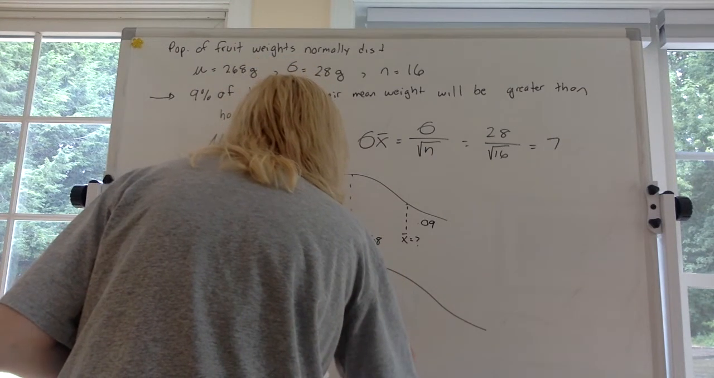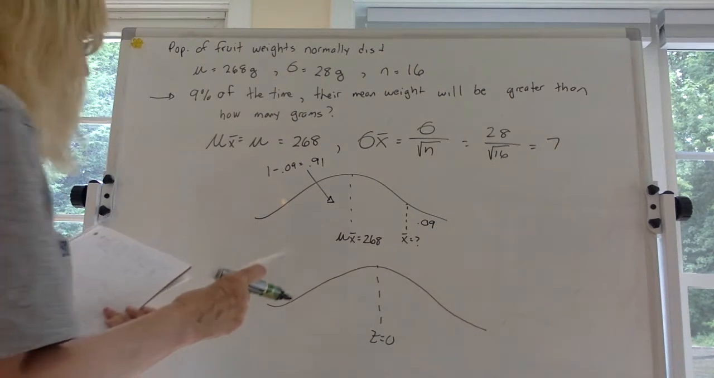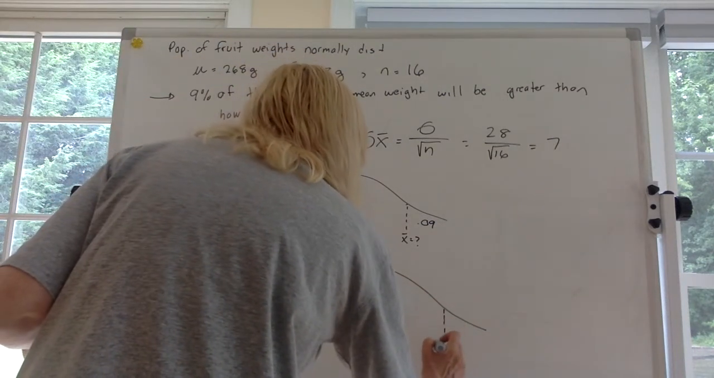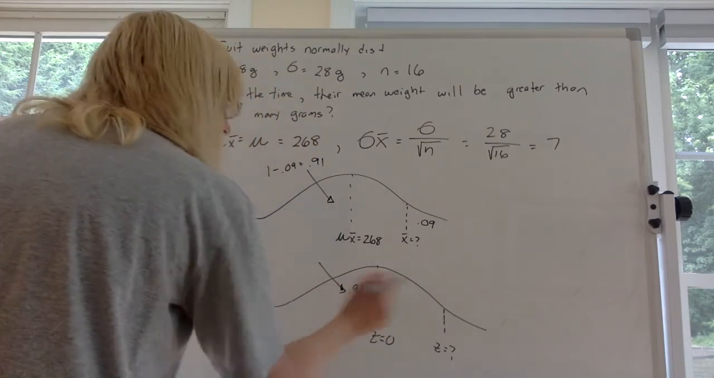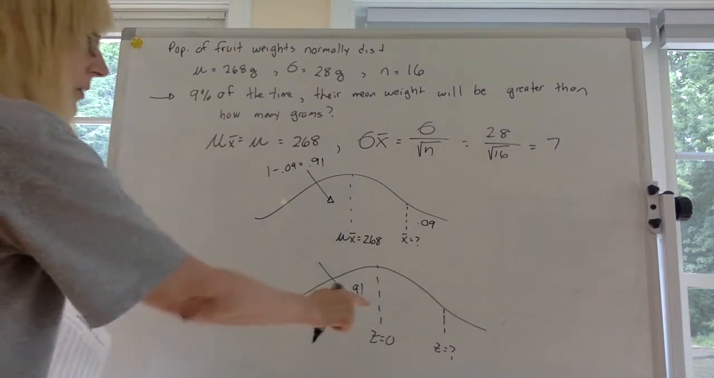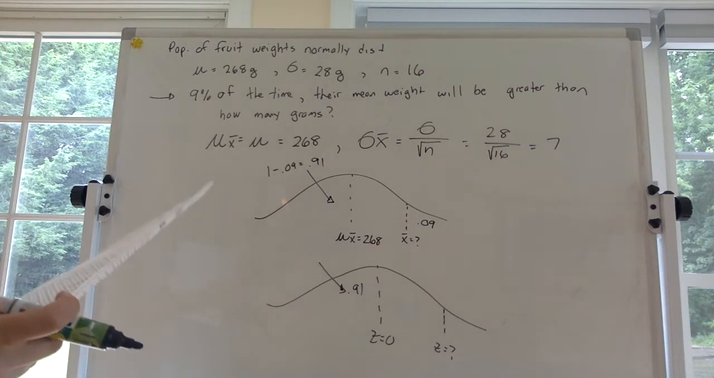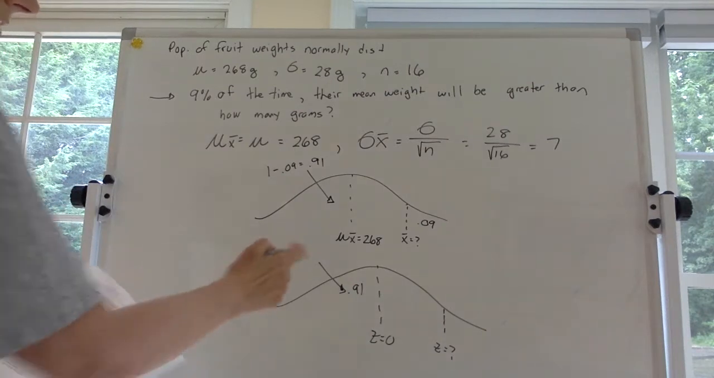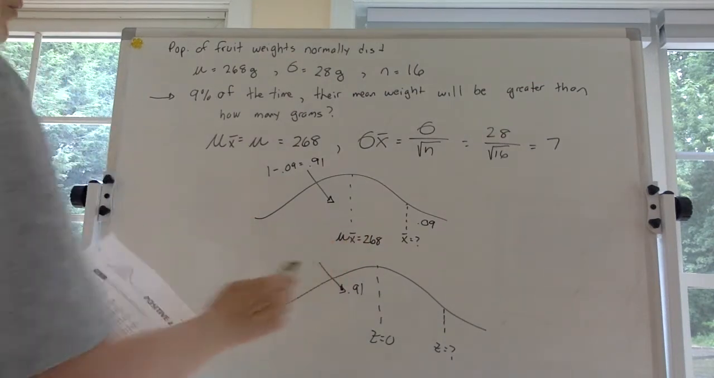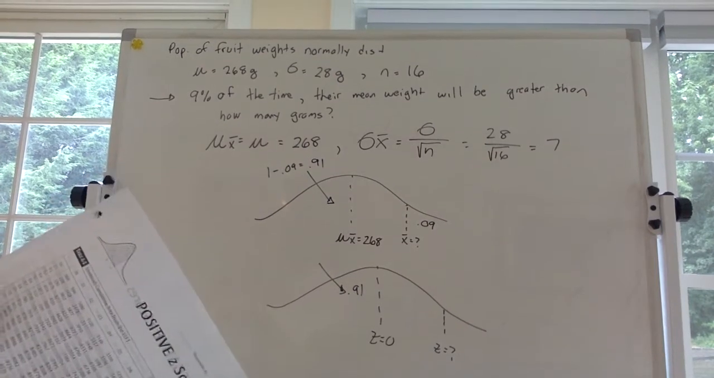So right down the middle, z equals 0. We know we want to find the z. We don't know what this z is, but we know that this area is 0.91 to the left. So let's figure out what that z is. We know the area to the left. So we take the table out, and I know z is positive because z is to the right of 0. So we know we got a positive z.